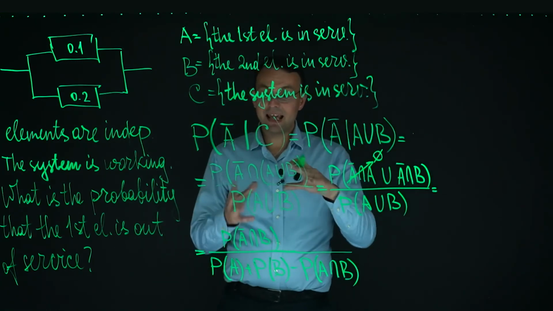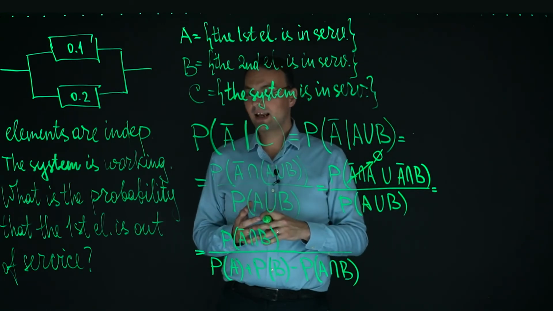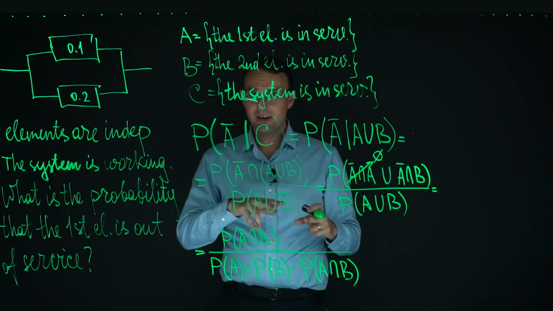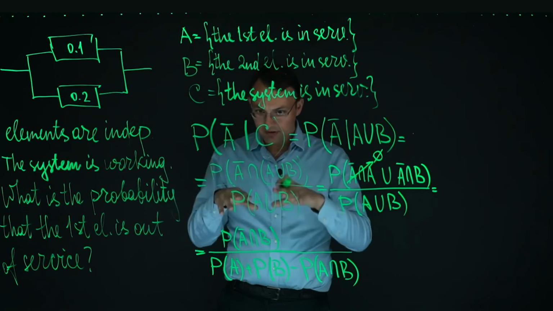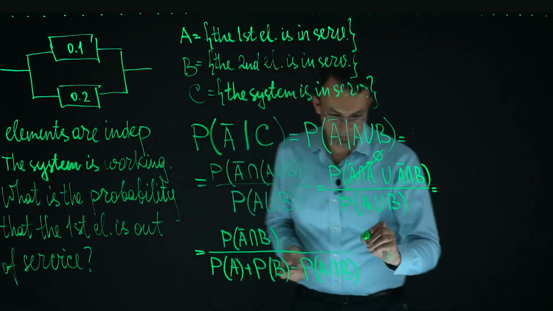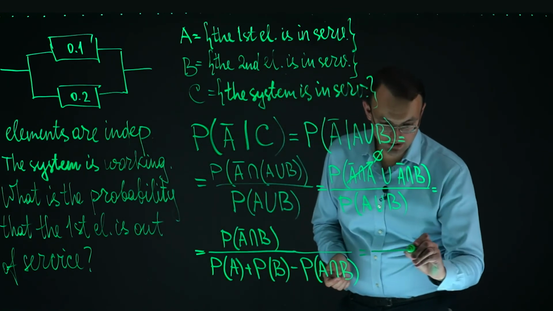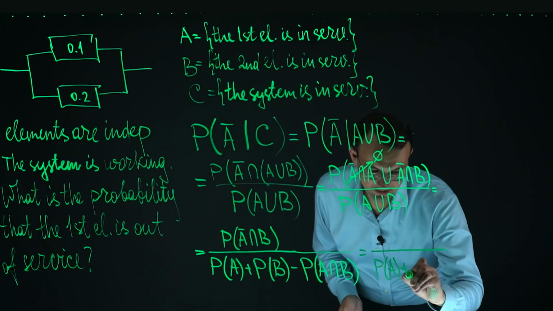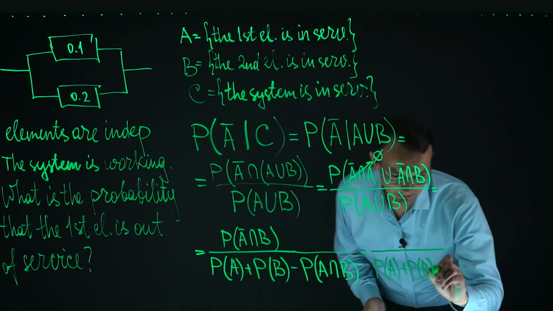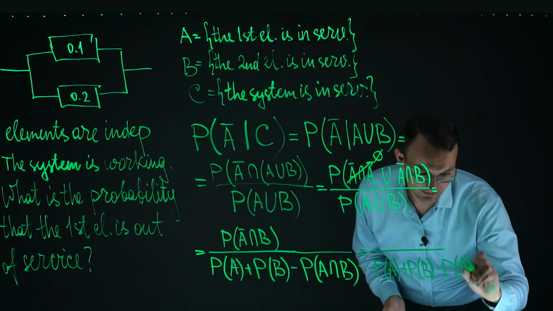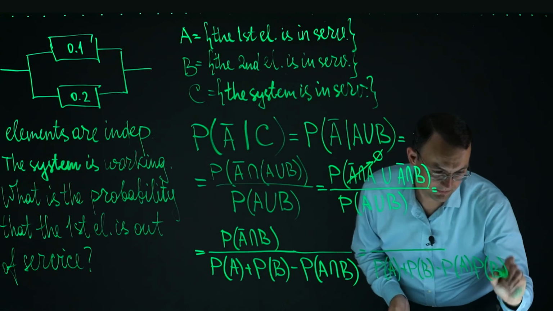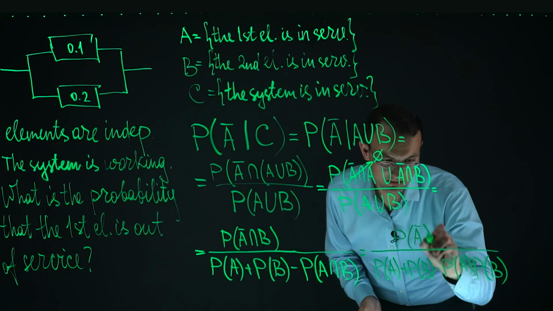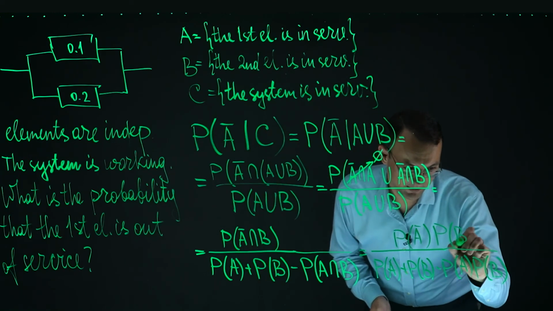So if events A and B are independent, then not A and not B, not A and B, A and not B, all these four pairs are independent also. So here I have P of A plus P of B minus P of A times P of B. And here I have P of not A times P of B.